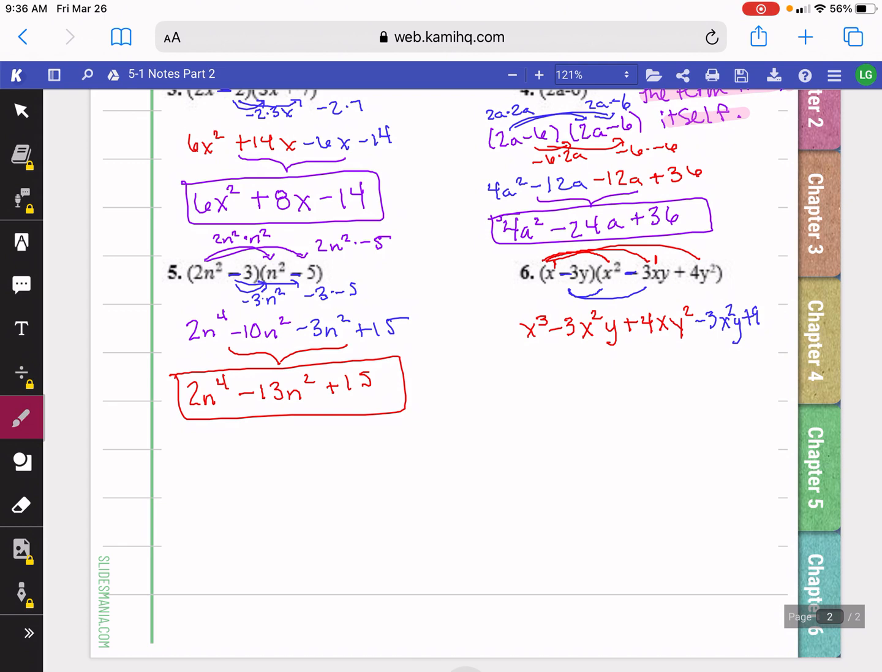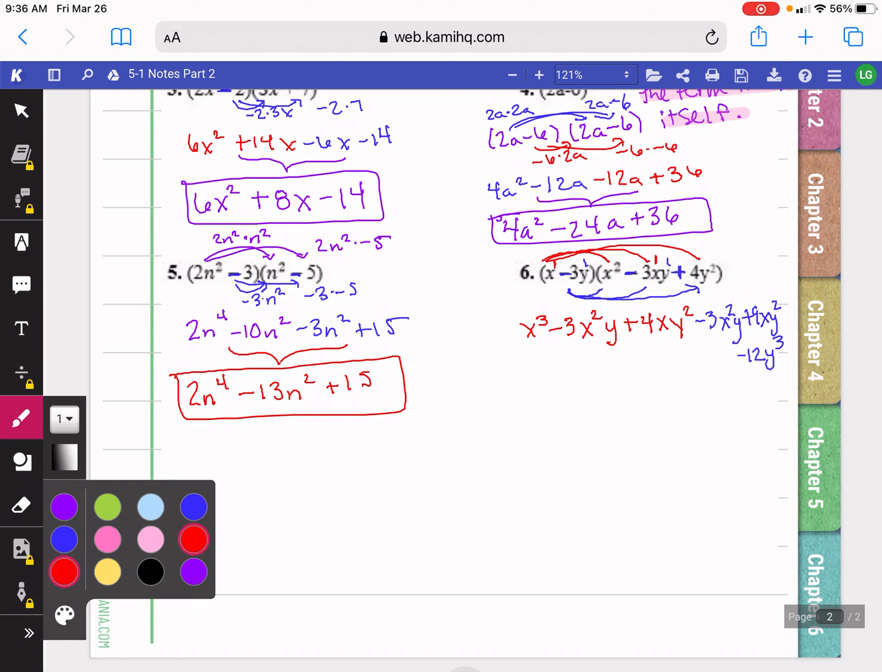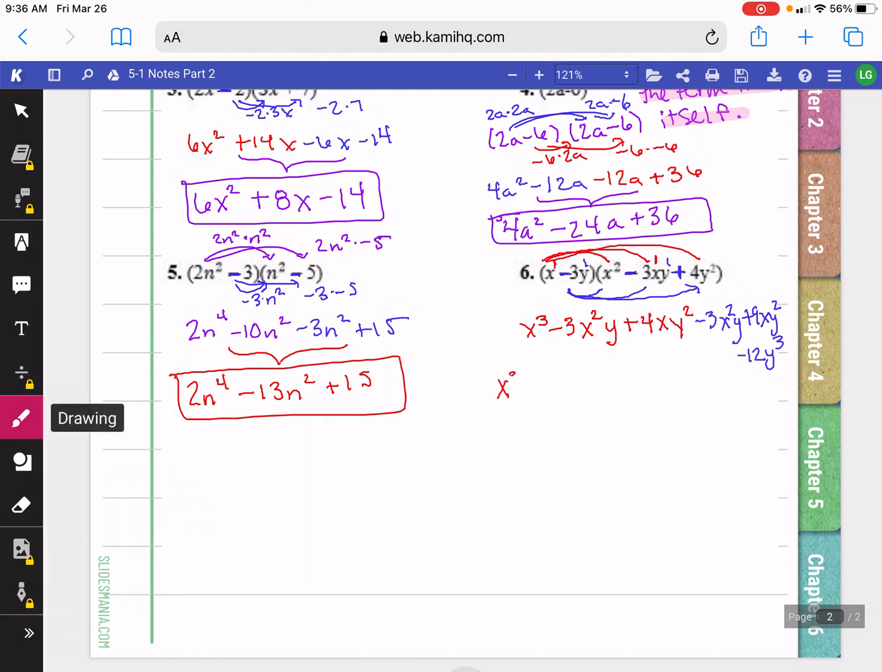And then there I would write my x. And I have a y times a y. So if you multiply those, you get y squared. And then the last thing we would multiply here would be negative 3y times 4y squared. So negative 3 times 4 is negative 12. And then y times y squared is going to be y to the third power, because 1 plus 2 is 3. Let me rewrite this just so everything's right next to each other.